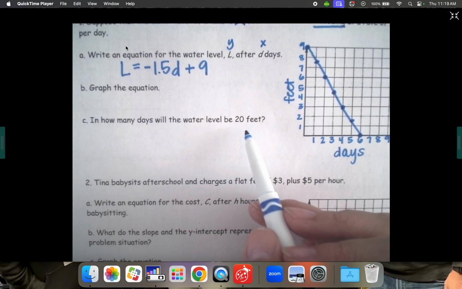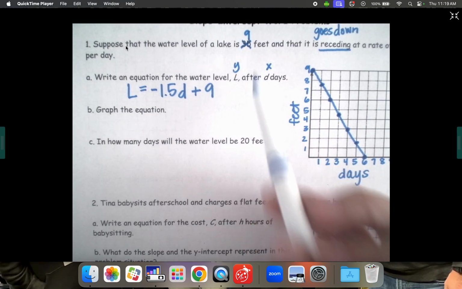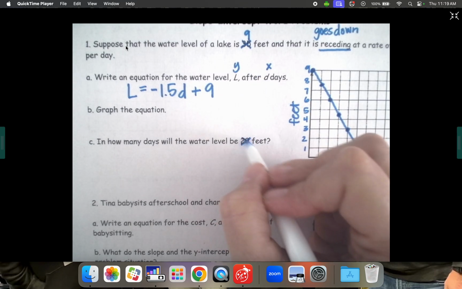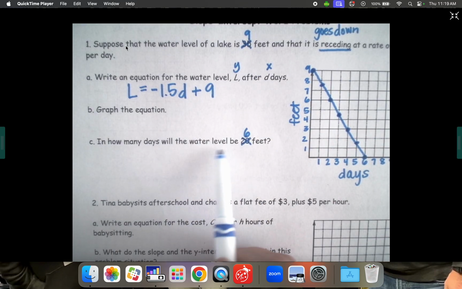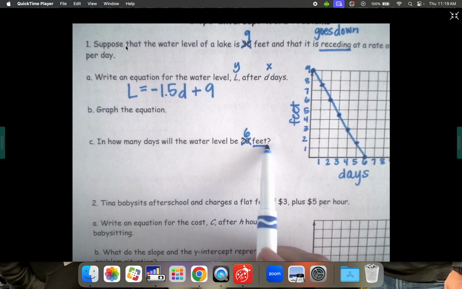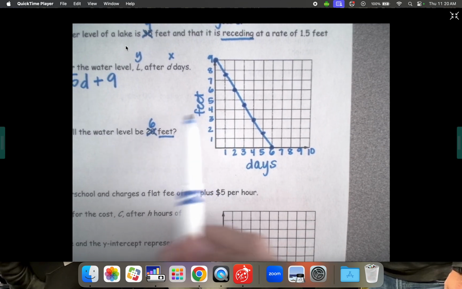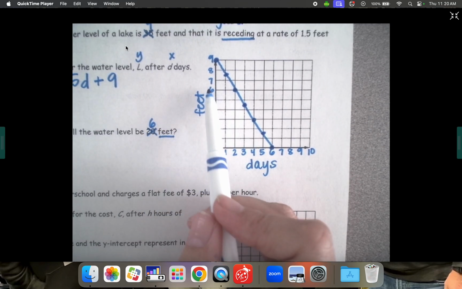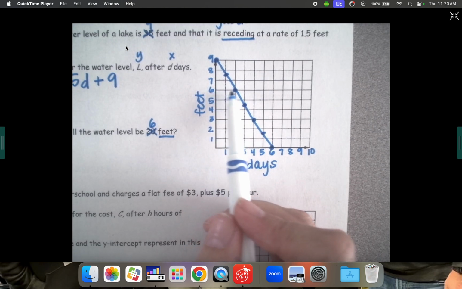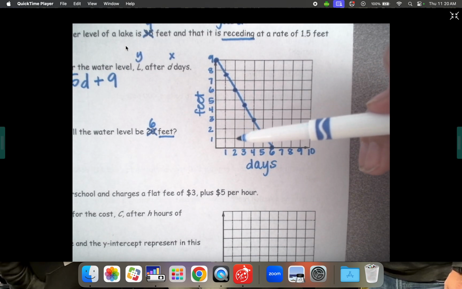So in how many days, this actually is going to change because we changed our 35. So let's change this to like 6. So how many days will the water level be 6 feet? So go to your feet on your label, which side is measuring feet, should be this one, and go to 6. So go to 6 feet, go out till you touch the graph, which is right here, and then read down and see what day that's on.